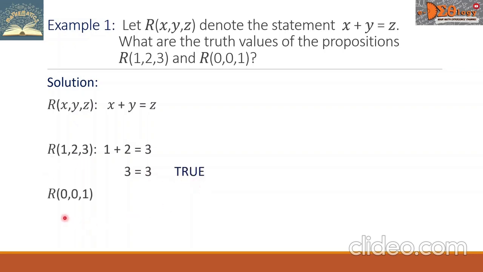Let's go now to R of 0, 0, 1. Substituting the corresponding values, we have now 0 plus 0 equals 1. Simplifying this equation, the left side becomes 0 equals 1. This is false. So the truth value for R of 0, 0, 1 is false.